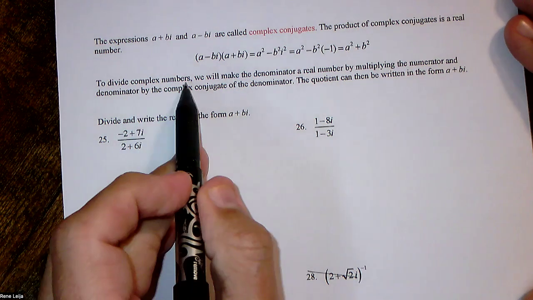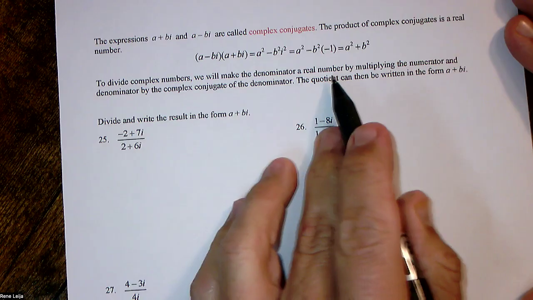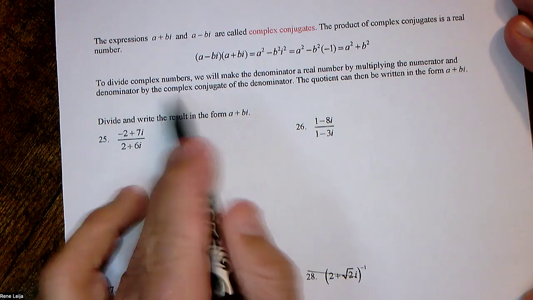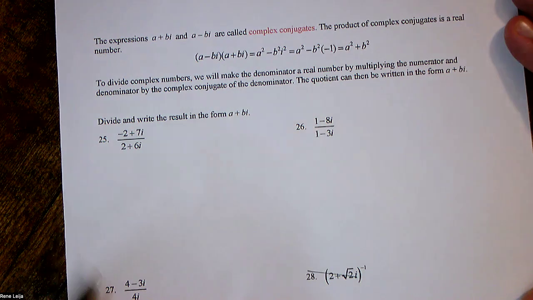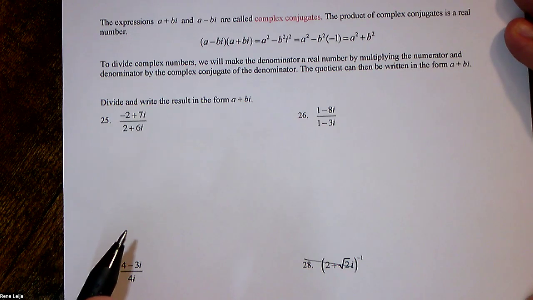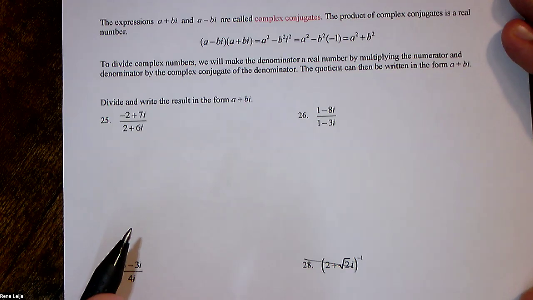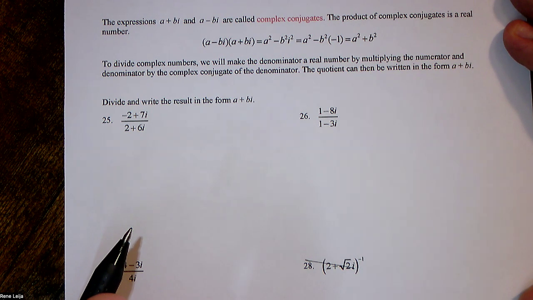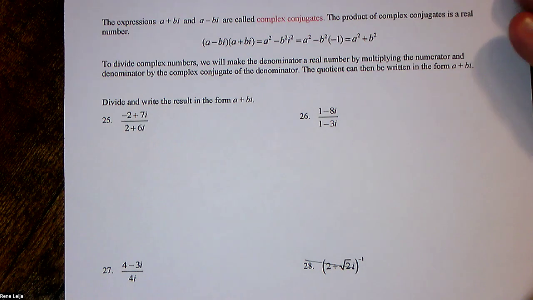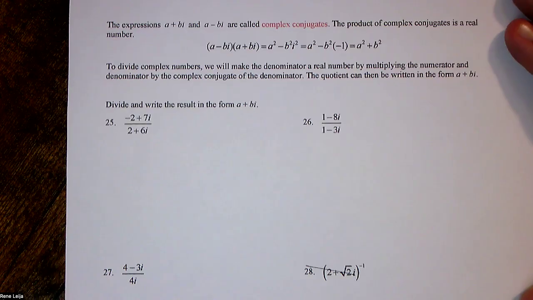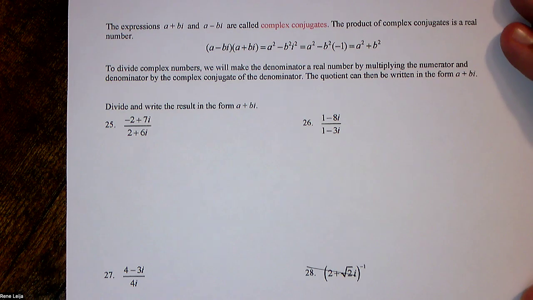Now, when we divide complex numbers, we will make the denominator a real number by multiplying the numerator and the denominator by the complex conjugate of the denominator. So we're going to rationalize the denominator. The quotient can be written in the form a plus bi. If you want practice or a more detailed explanation, I suggest that you go back and watch section 3.2, which is a review section, but I do explain how to rationalize the denominator.